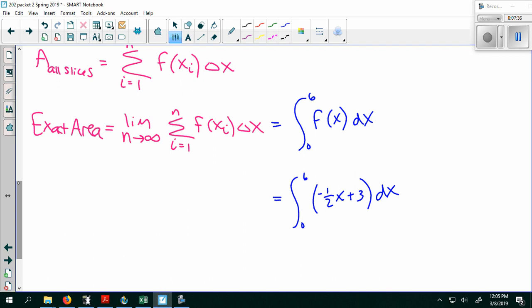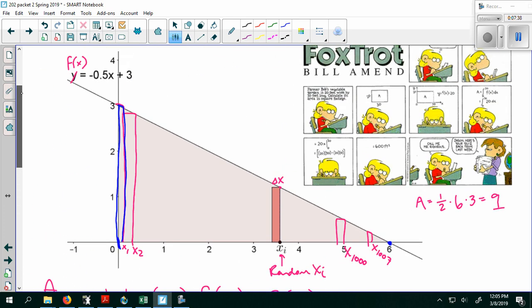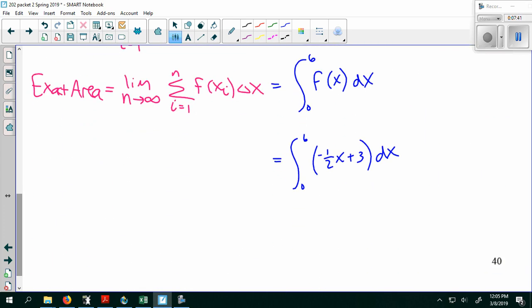Just check that formula. Yeah. And then that's a straightforward use of the fundamental theorem of calculus to evaluate that. We won't do it in this demo. We just need to get to the integral.